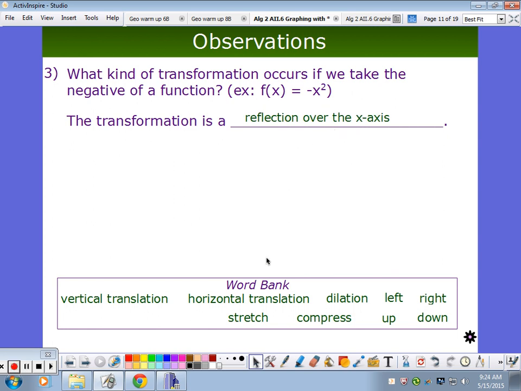There you got that. We got the lovely little word bank there. Reflection over the x-axis, right? Because it's just going to flip it. And if you have a negative, you make it positive, flips it back.